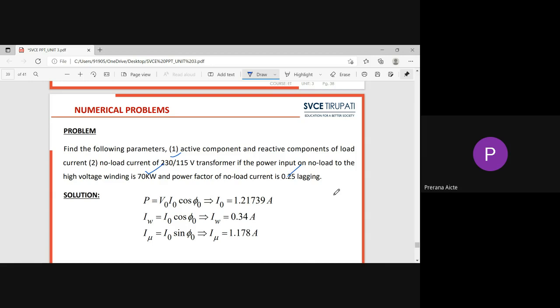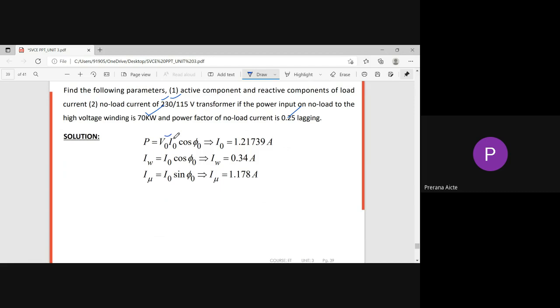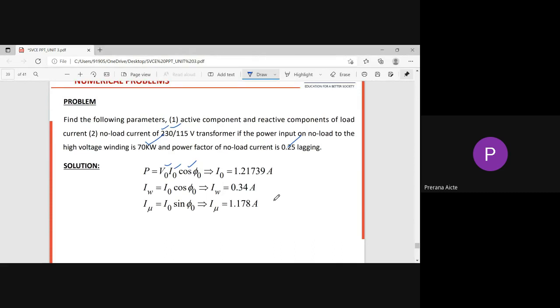The input on no load to the high voltage winding is 70 kilowatt. Here 230 by 115. High voltage means 230 input side. So from that, simply P = V naught I naught cos phi naught. From this, we actually want I naught. Here they have not given I naught current. So V naught is 230, cos phi naught is 0.25, and P is 70.